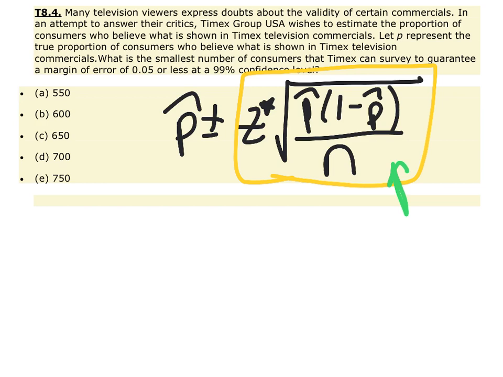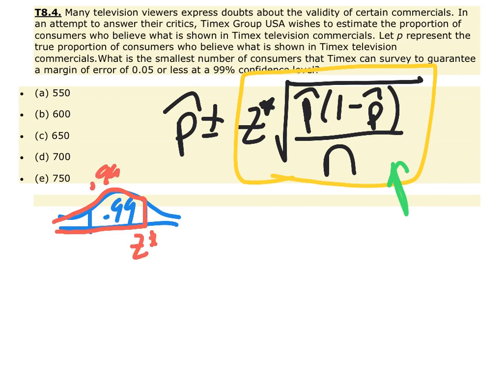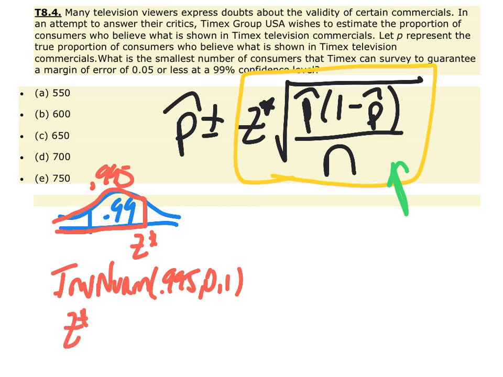The first thing we have to do is find our critical value to be 99% confident. Remember the curve itself: this is 99%, but for the confidence level, the critical value at that point is the Z star. So we actually have to look at 0.995 of the curve. If you do an inverse norm of 0.995 with 0 and 1, it will kick back the critical value for us, which is 2.58. So now we can set up our formula, and we would just put 2.58.